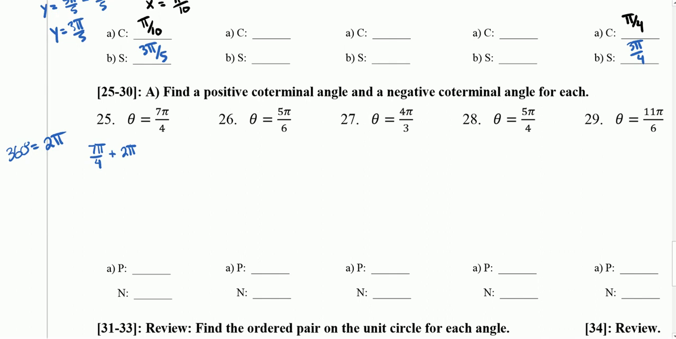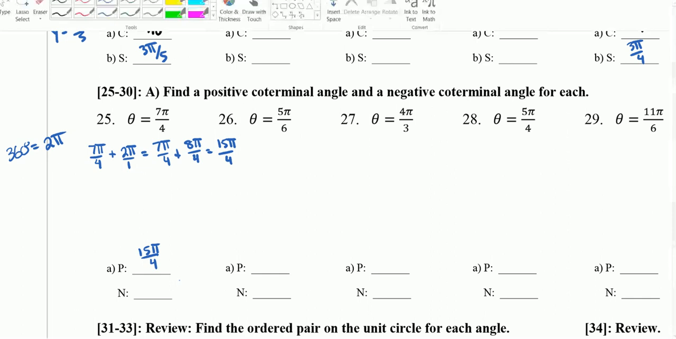Again, when you're adding, you need a common denominator here because we're working with fractions. So this is the same thing as 7 pi over 4 plus 8 pi over 4. I multiply top and bottom by 4 because it was 2 pi over 1. And that's going to give us 15 pi over 4. And that's another positive coterminal angle, meaning that their terminal sides point in the same exact direction.